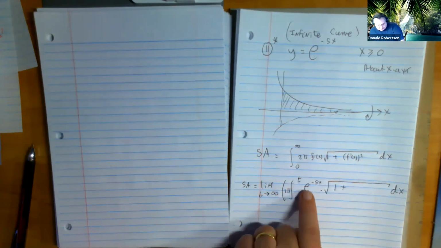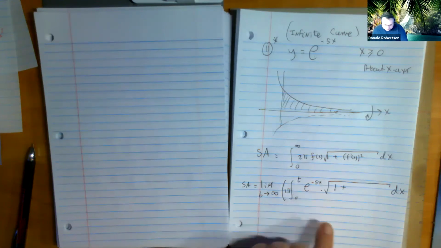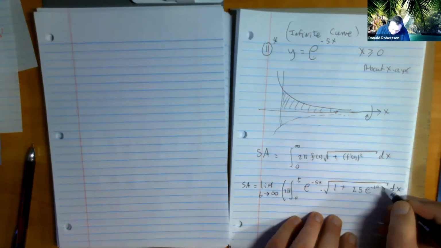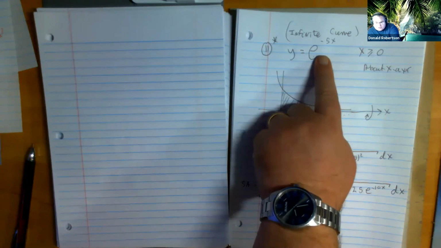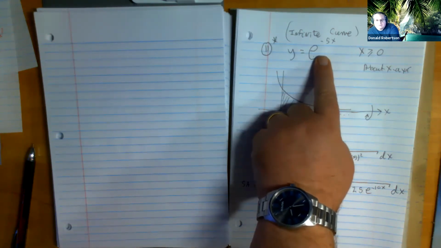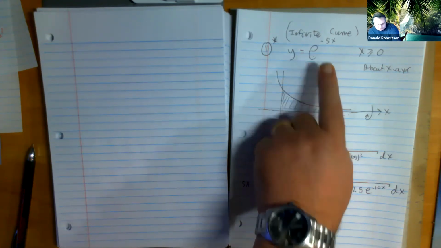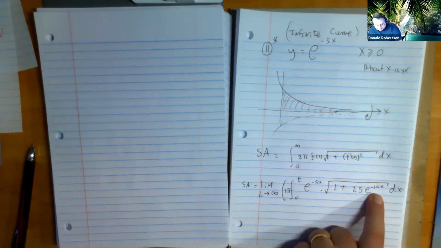Okay, do it in my head. If you differentiate e to the negative 5x and then you square it, can you trust me that you get that? Because I don't have a lot of room. So you differentiate that guy and you get negative 5e to the negative 5x. And if you square negative 5e to the negative 5x, you get 25e to the negative 10x.